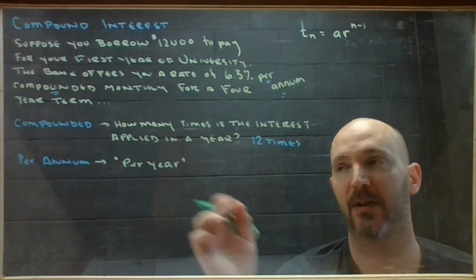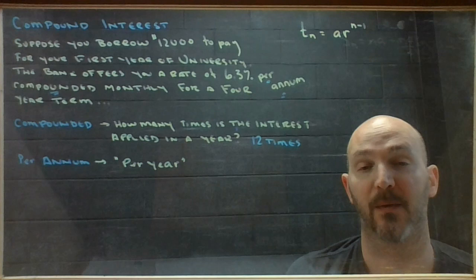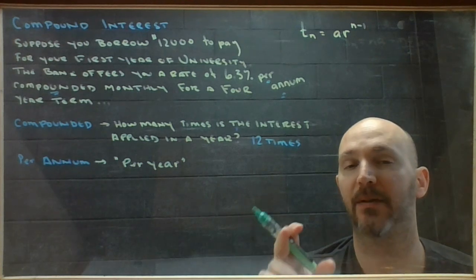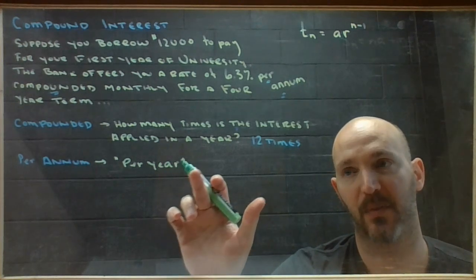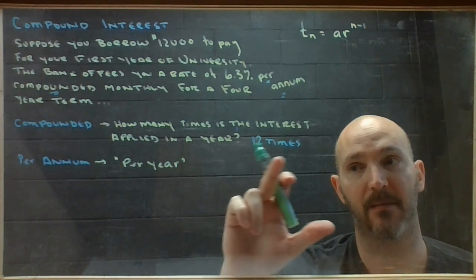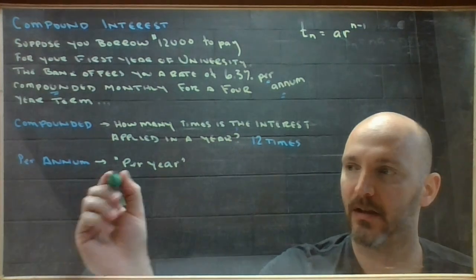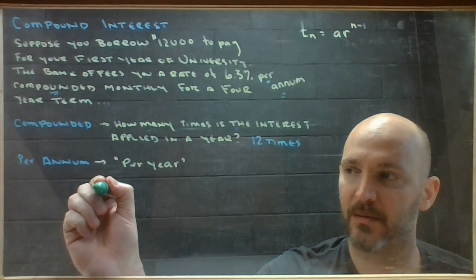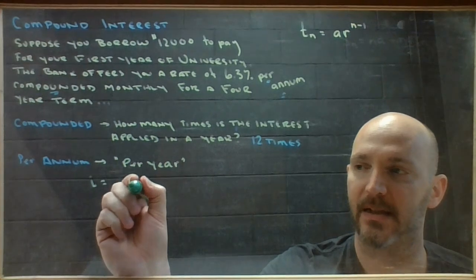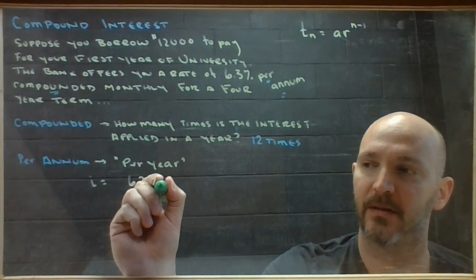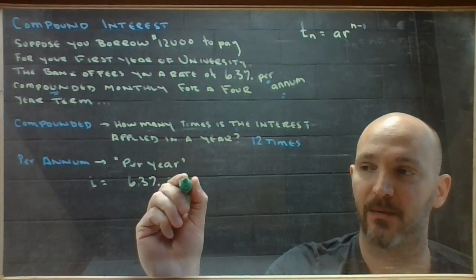So in this particular case, 6.3% per year is the rate the bank is quoting you, but that is not how they're going to charge you. They're going to take that interest rate per year and they're going to cut it up into 12 pieces. So combined, the actual rate you're going to be paying in interest will be the 6.3% that you were quoted divided by 12.